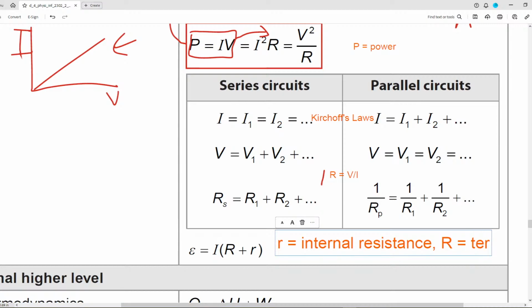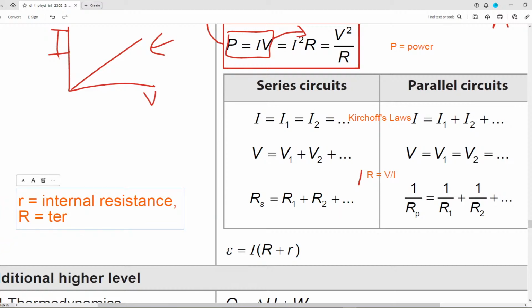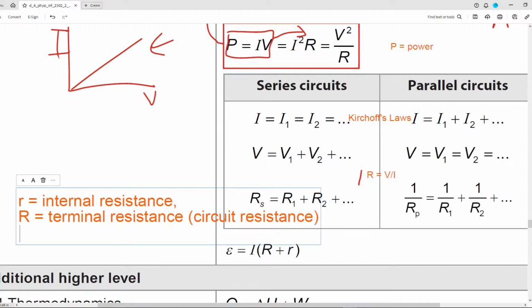I'll move it over here, more space on the left. Terminal means actual, not actual, the one we measure. This is the one with circuits. All right, and epsilon here, or a little e, E, I guess, this is the EMF, which is equal to the total voltage from the battery. Not the voltage you measure. We cannot actually measure EMF.